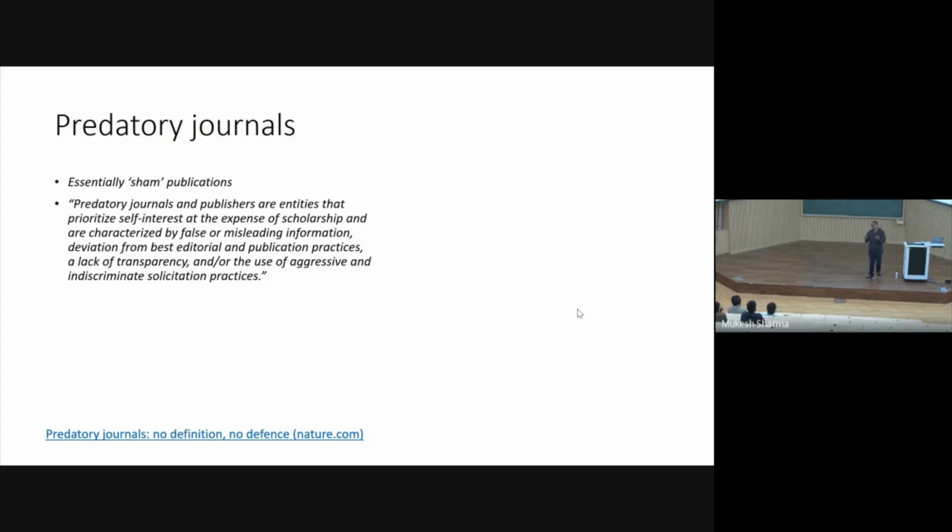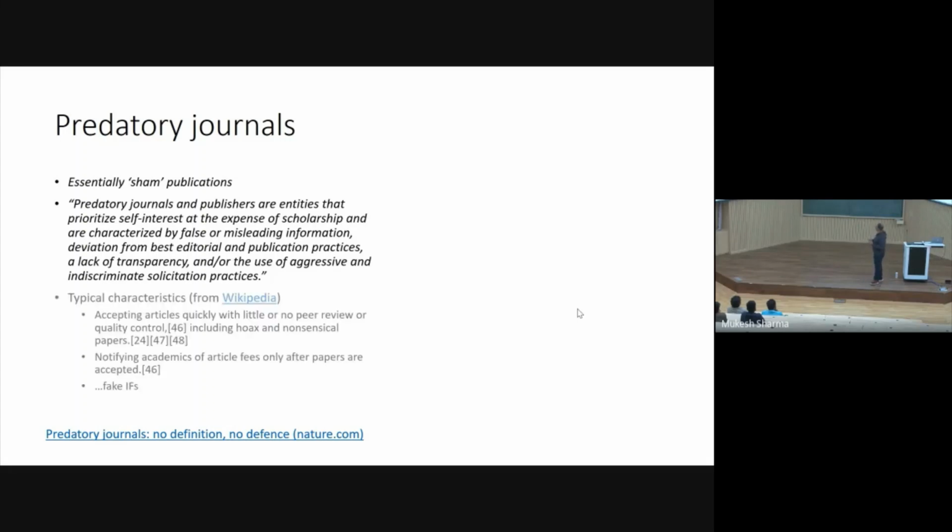Suddenly they'll write you an email saying that please submit in our journal, we publish it. And once they accept it, the peer review will be done in 2 days. And they'll say, sir, your paper has been accepted, pay 5,000 euros, and then we publish it. And if you say, no, I won't, they'll just kind of go at you, and there is no peer review. It's just publishing once they get the money. And they go to some really extreme extents, okay? So if you look at the Wikipedia page, it's highly detailed. They accept articles quickly with little or no peer review or quality control, including hoax and nonsensical papers. They notify academics of article fees only after the papers are accepted, and there are also fake impact factors.